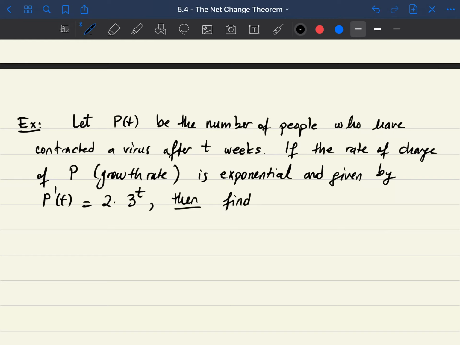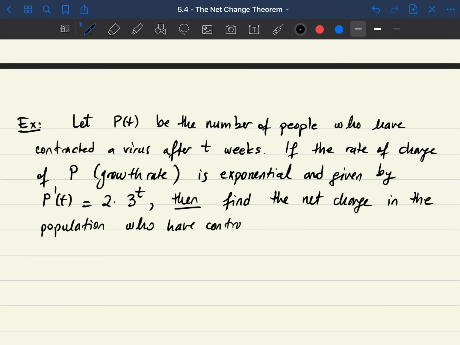Find the net change in the number of people in the population who have contracted the virus in the first 12 weeks.